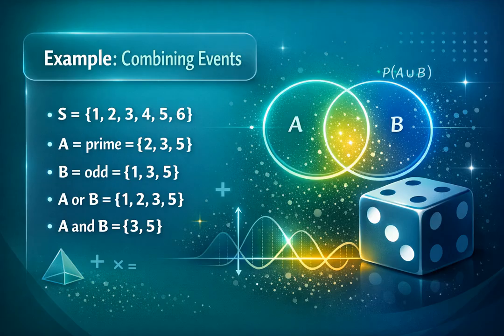Let's combine events for a die roll with sample space 1 through 6. Let A be prime number equals {2, 3, 5}. Let B be odd number equals {1, 3, 5}. A or B equals {1, 2, 3, 5}, all prime or odd numbers. A and B equals {3, 5}, numbers that are both prime and odd. A but not B equals {2}, prime but not odd.